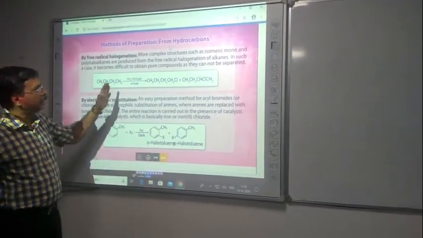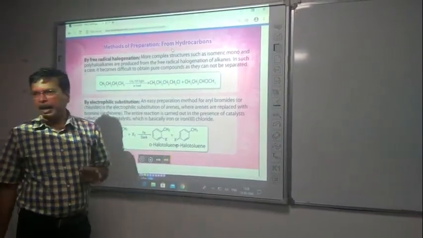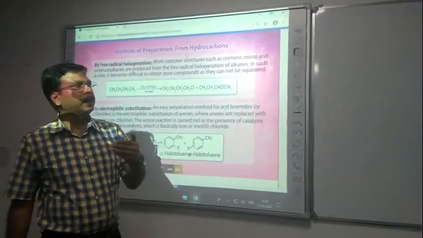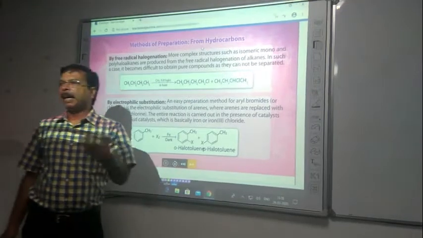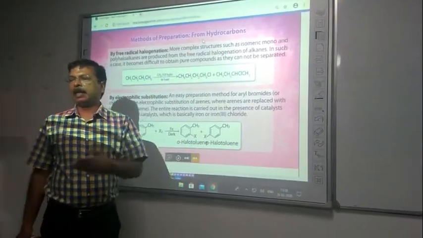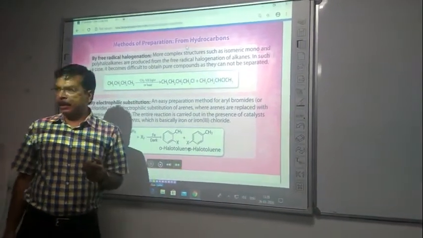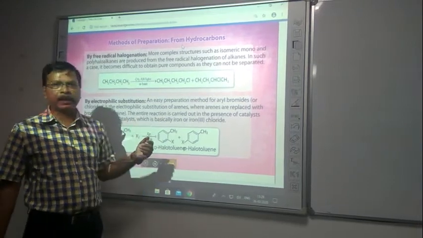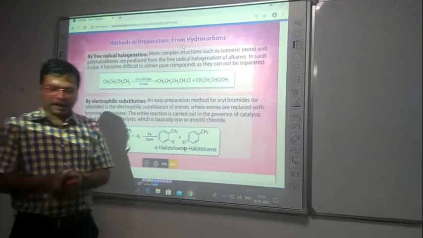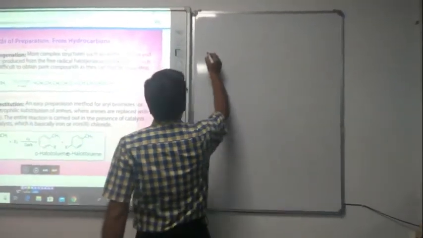The reaction mechanism is free radical substitution, and the mechanism we have read, the free radical substitution reaction for methane. How we get from methane, it is converted to chloromethane, dichloromethane, trichloromethane, tetrachloromethane, and the reaction takes place in a chain mechanism. The steps, as discussed in class 11, are chain initiation, chain propagation, chain termination. But here, one example I'll give you.